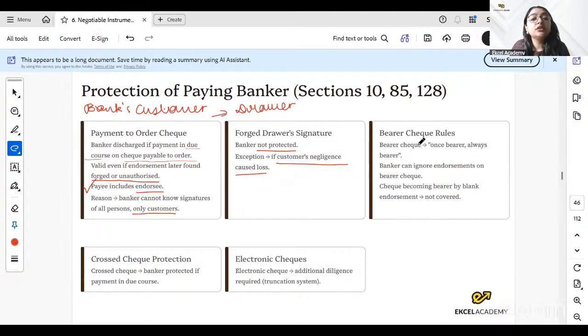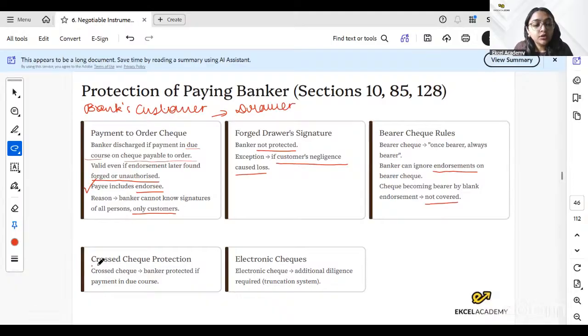Now, bearer check rules. A bearer check is once a bearer, always a bearer. That is, the banker can ignore endorsements on a bearer check. A check becoming bearer by blank endorsement is not covered in this case. Once a bearer check, it will always be a bearer check; you cannot make a bearer check an order check. But if a regular check has become bearer by a blank endorsement, your bank is not covered.